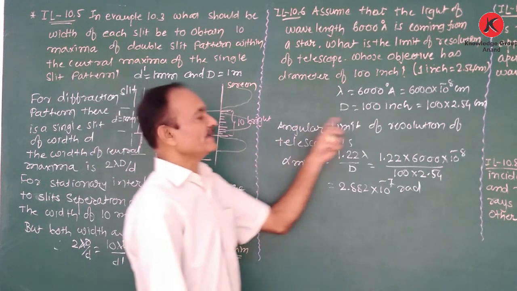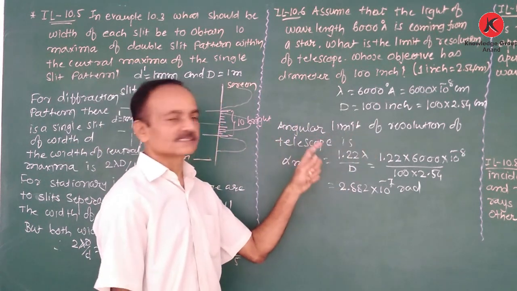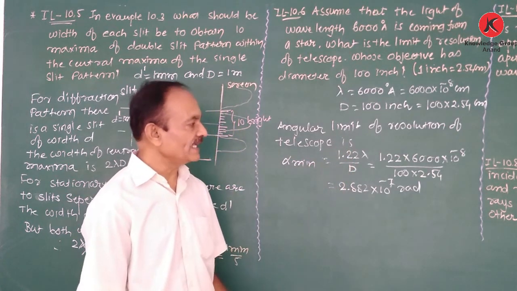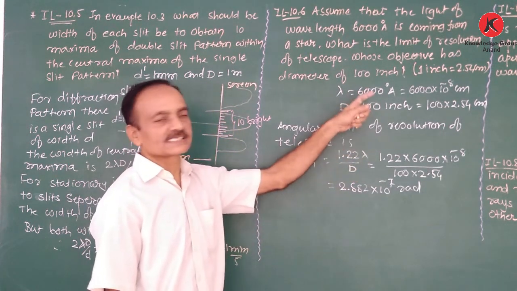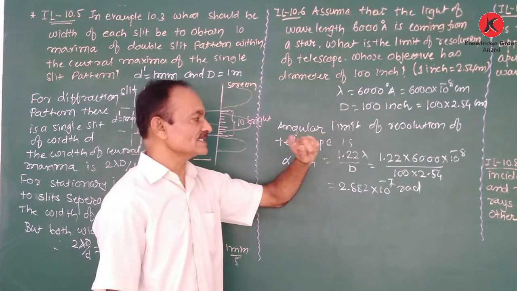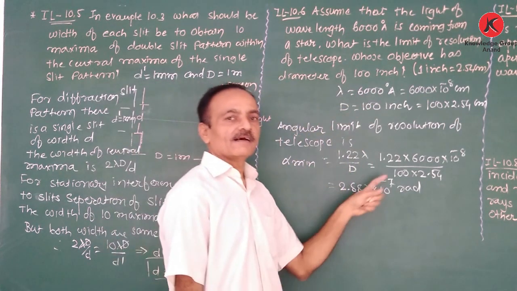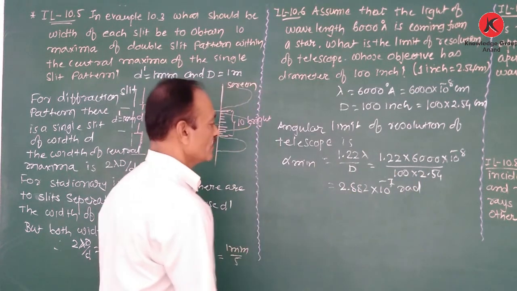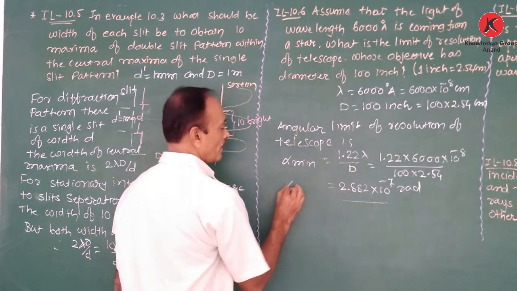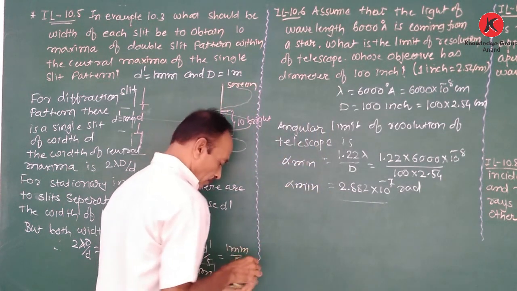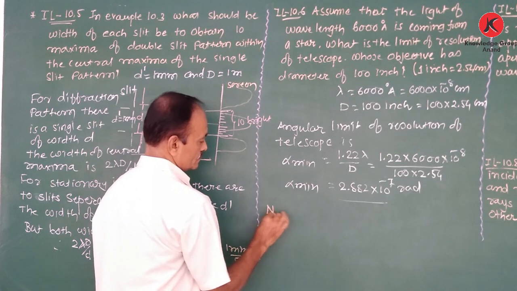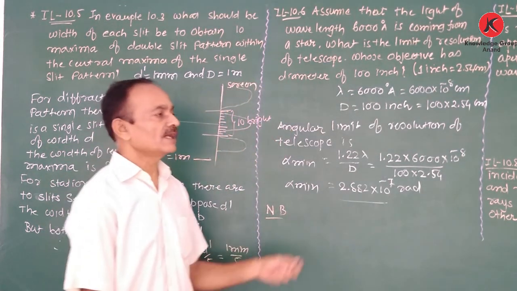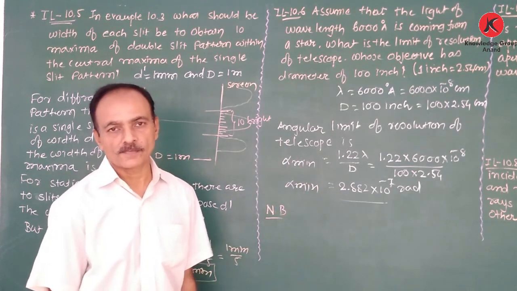Again, the angular limit of resolution of a telescope is alpha minimum equal to 1.22 lambda upon D. We substitute lambda as 6000 into 10 to the power minus 8 and capital D as 100 inch, and 1 inch is equal to 2.54 centimeter. So we obtain this answer, the value of alpha minimum. Now, that is our answer, but sometimes they will also ask, what is the angular resolution power of the telescope?